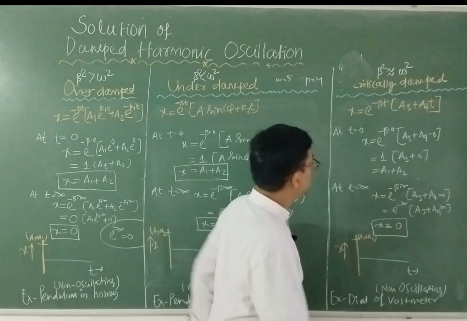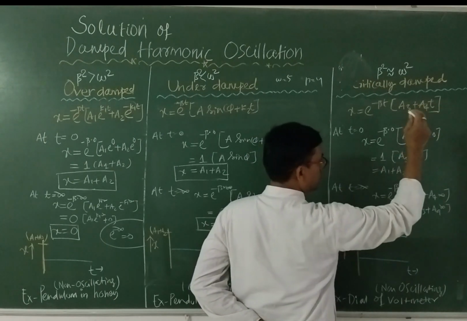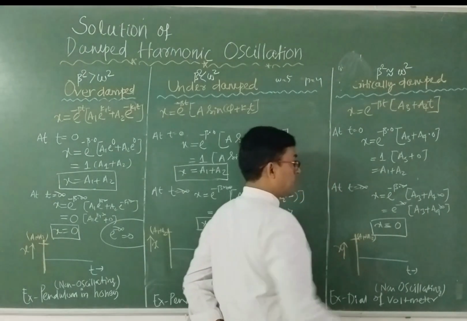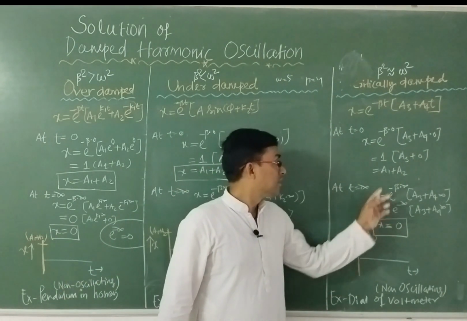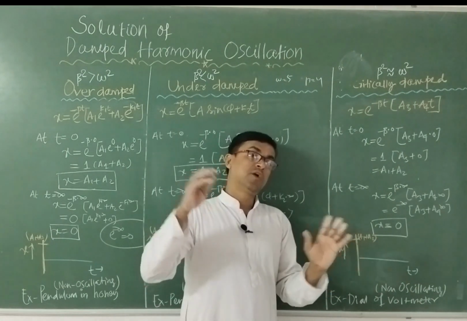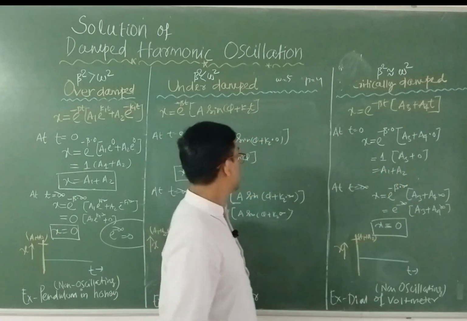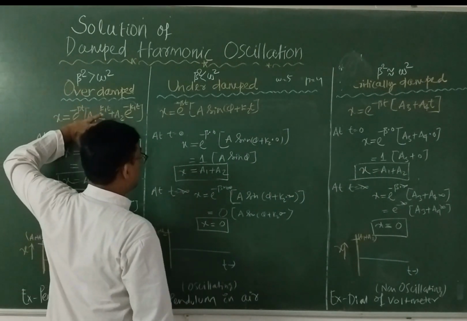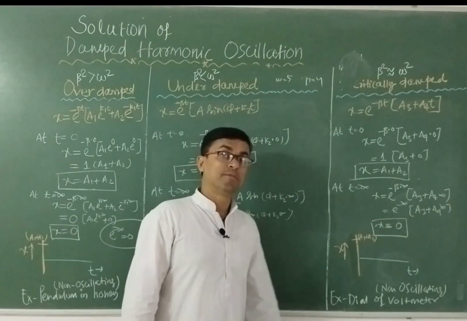Now come to the critical damped. Here at t equal to 0, e to the minus beta into 0, a3 plus a4 into 0, a4 into 0 is 0, so a3 is there, and e to the power minus beta into 0 is e to the power 0, which is 1. Now it is a3. Again go to the last assumption that we have taken. What is the value of a3? We have taken a3 as a1 plus a2, remember, and a1 minus a2 as a4. So a3 is a1 plus a2. That means at t equal to 0, whether it is overdamped, underdamped or critically damped, x is the same, it is a1 plus a2.